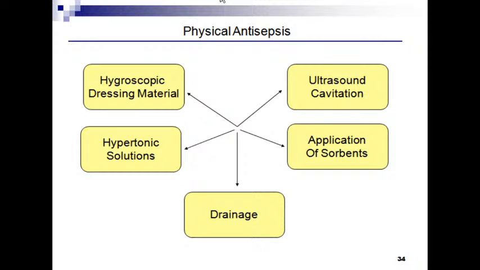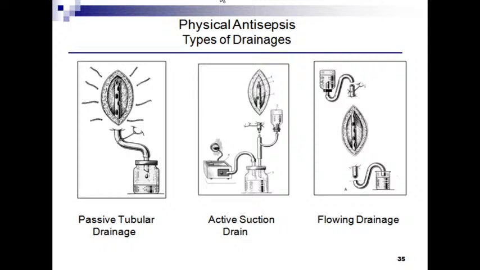And the last method of physical antisepsis is drainage. Drainage is a condition where, post-operatively, the exudate together with bacteria spontaneously flows out from the wound into the environment. For proper drainage, during surgery, we should create conditions. We should place drainages.